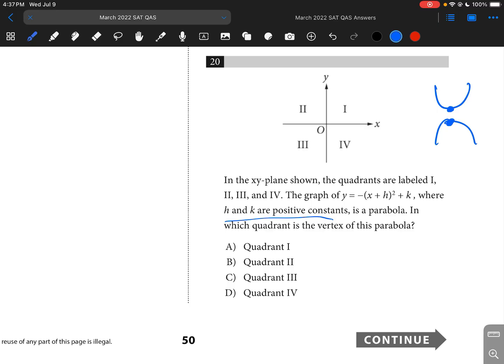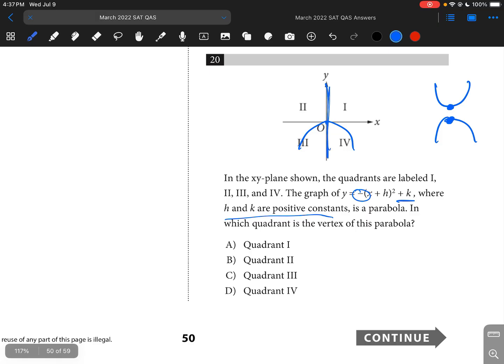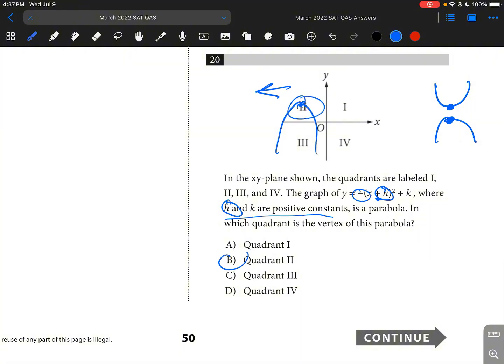So when you have a negative, you know that is going to be downward sloping. And when you have this plus k here, you move up or down on the y-axis. So since it told you that k is positive, you know that we're going to end up somewhere here. So the other thing is, okay, what does the plus h do? Well, if you have plus a positive number, which it tells you that h is positive, you're actually moving to the left, meaning that our parabola here will end up being something like this. So you're in quadrant 2.